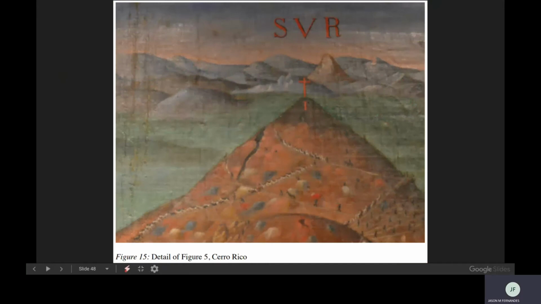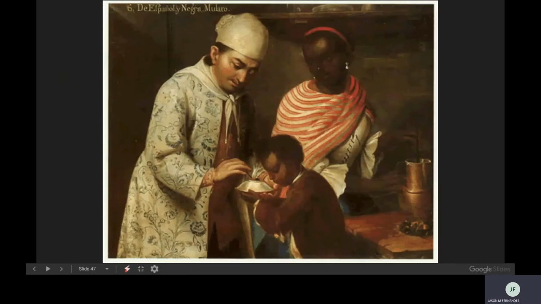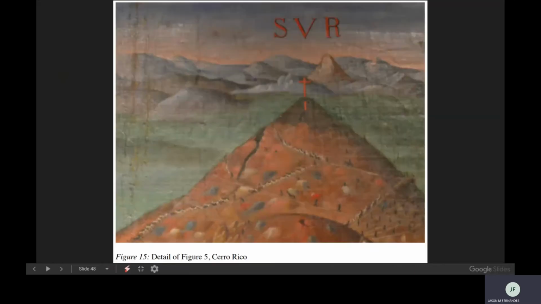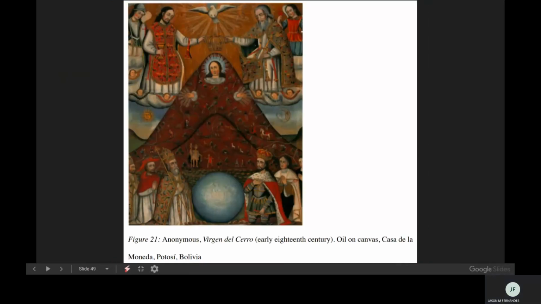And then again, I just want to bring back this idea that you have this diffusion of Christianity. And again, a lot of that's happening through this process, right? Spanish man with his African or indigenous wife. You also have a lot of missionary activity coming in, conversion of indigenous peoples. Right? Here you have Potosi portrayed as a Catholic saint, right?